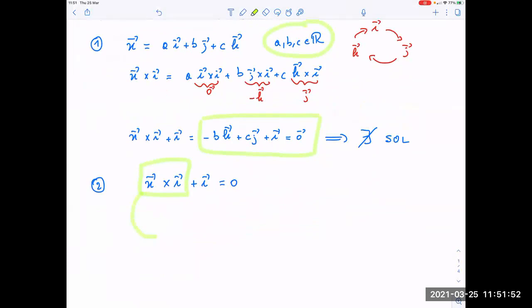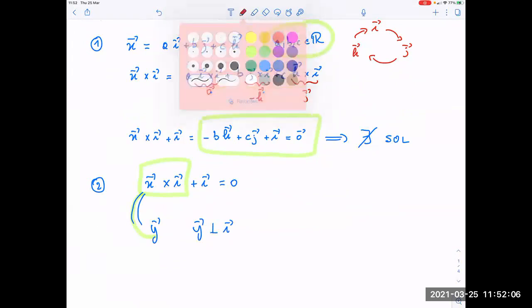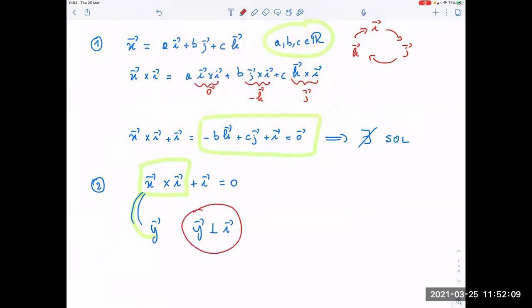So what we get here, whatever this vector here, call it y. Y has many properties, and in particular, y is orthogonal to i. Right? This is one of the properties of the cross product. So if it is orthogonal to i, it means that this is i, and vector y lies in a plane orthogonal to i. So vector j is in this plane somewhere.